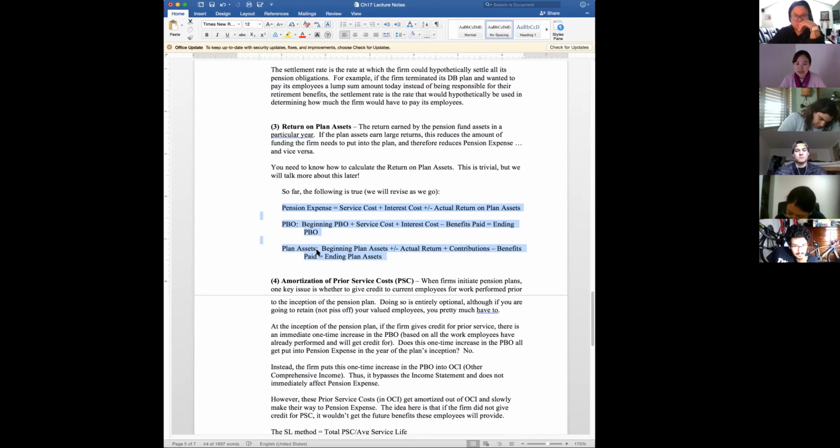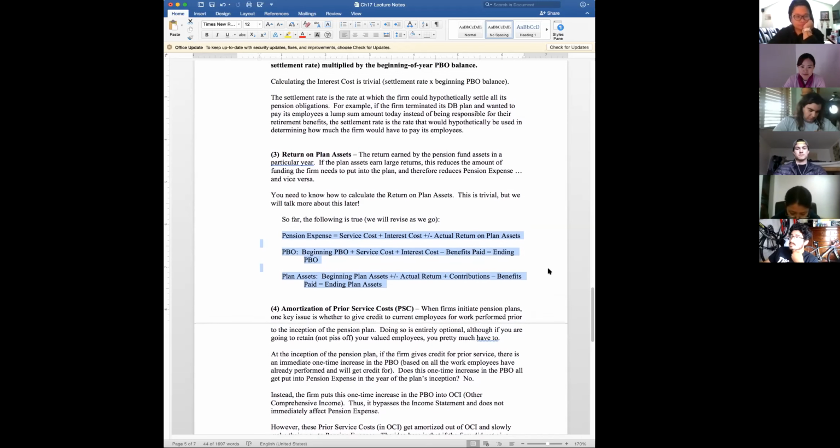And then lastly, plan asset: we start with the beginning plan asset, and if we have a positive return, that increases our asset balance; if we have a negative return, that reduces our plan asset balance. Contribution is how much the company contributes toward the plan asset account. And then benefits paid: if you pay out of the plan asset, then your plan asset balance goes down. Therefore, minus benefits paid.